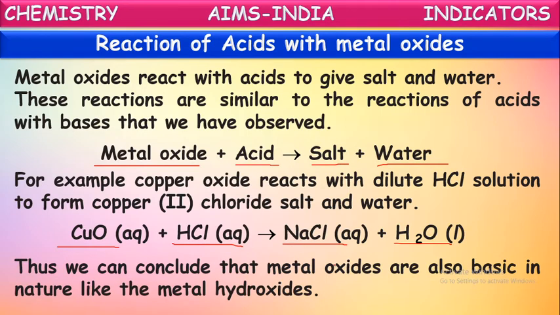Thus, we can conclude that metal oxides are also basic in nature, like the metal hydroxides. These are also forming neutralization reactions with acids. We can say these metal oxides are basic in nature because they form salt and water on reaction with acids, just like the metal hydroxides. So metal oxides and metal hydroxides are both basic in nature.